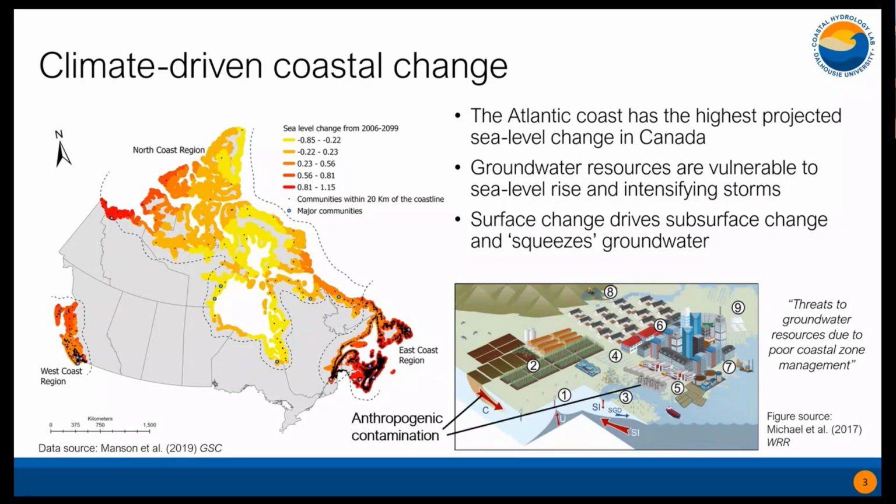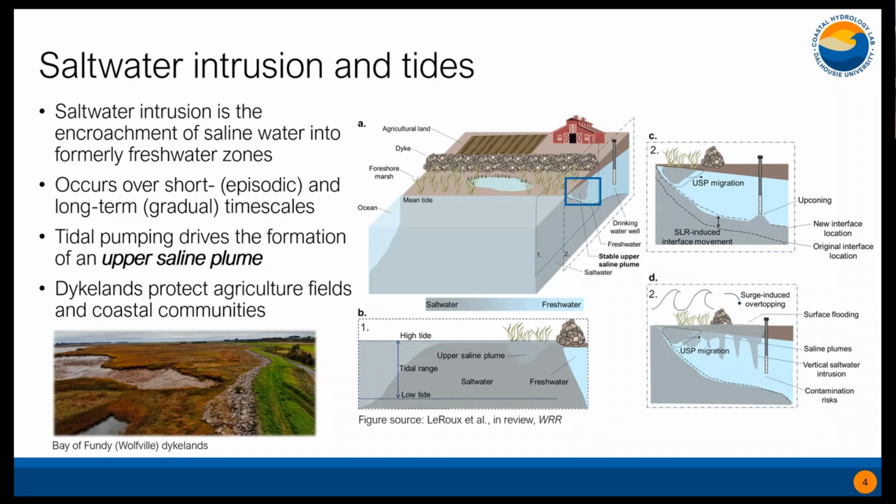And coastal squeeze can come in different forms, such as anthropogenic contamination, which can be a result of agricultural or industrial runoff. But the focus of this presentation will be on the impacts of saltwater intrusion. And saltwater intrusion is the encroachment of saline water into formerly freshwater zones of coastal aquifers, and it occurs over both short or episodic and long-term timescales.